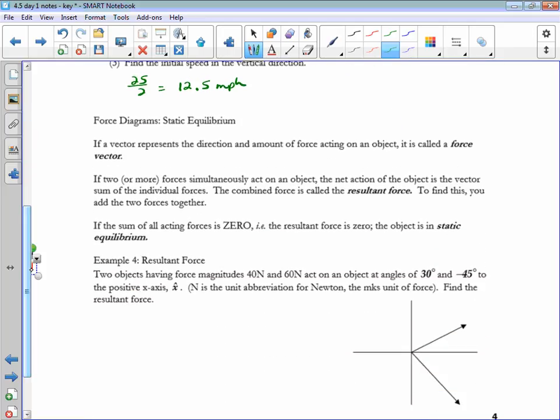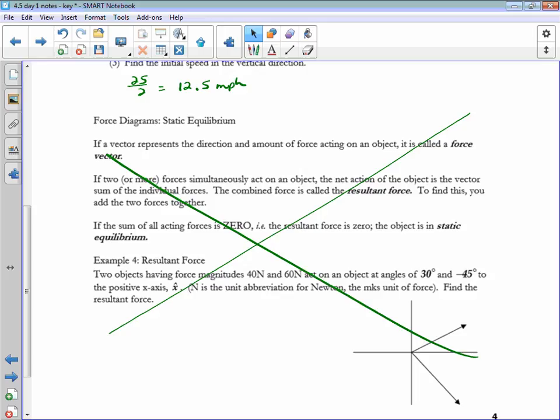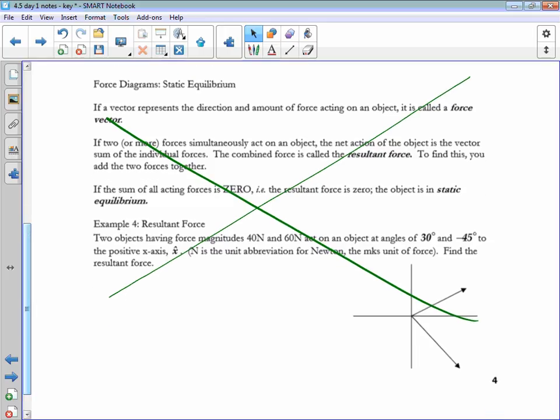Okay. Our static equilibrium. We don't have to do either one. All right, guys. So that is the end of your notes. We have a good chunk of time left. Wow, that's a lot.